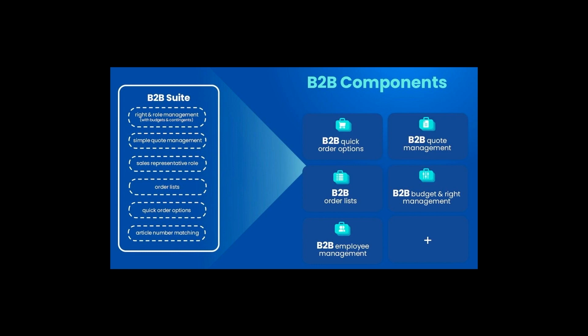Instead of opting for a one-size-fits-all package, merchants will have the flexibility to choose and combine various components, tailored precisely to their specific needs. Now available for Shopware Evolve and Shopware Beyond, the first component enables customers to place quick orders by uploading a CSV file or by entering product numbers.